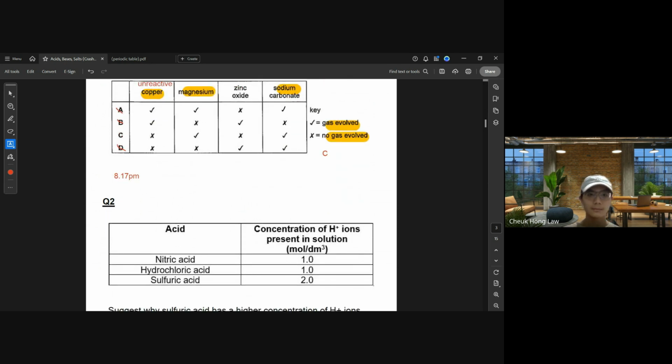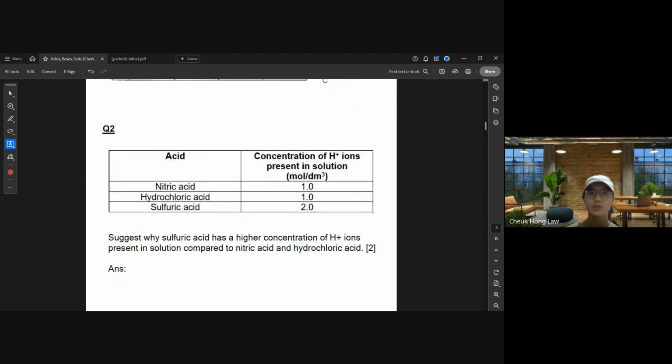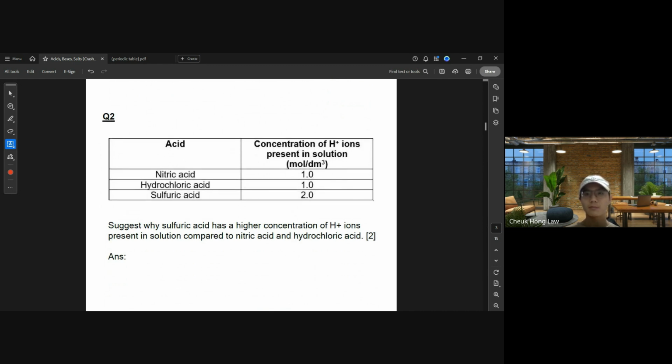Then we move on to question 2. So we have this table here showing your acid and the concentration of H plus ions present in the solution. So it's 1, 1, and 2 mole per dm cube. Suggest why sulfuric acid has a higher concentration of H plus ions present in the solution compared to nitric acid and hydrochloric acid.